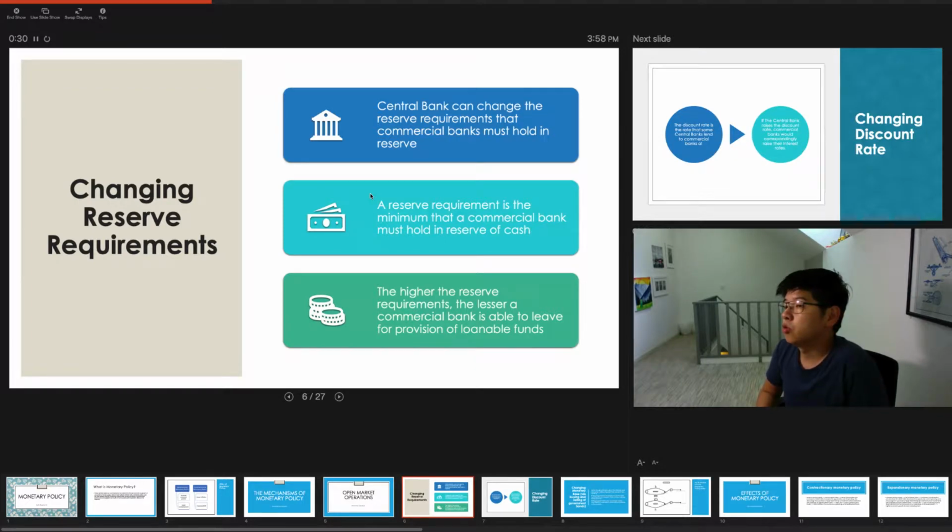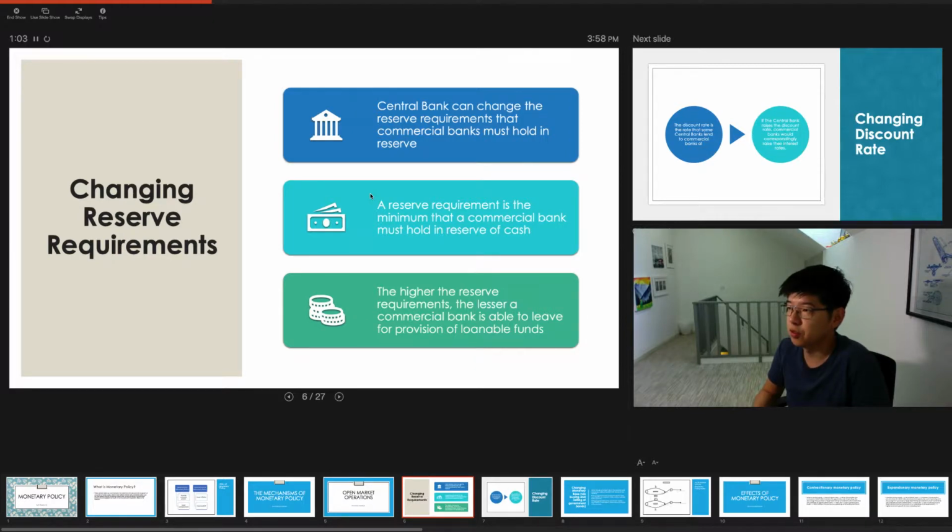So number one is to change the reserve requirements. What do you mean by change the reserve requirements? So central banks can actually change these reserve requirements that commercial banks have to hold in their reserves and they cannot lend out. So reserve requirement is basically the minimum that a commercial bank must hold in terms of their reserves of cash. So the higher the reserve requirement, the less a commercial bank is able to provide for loanable funds.